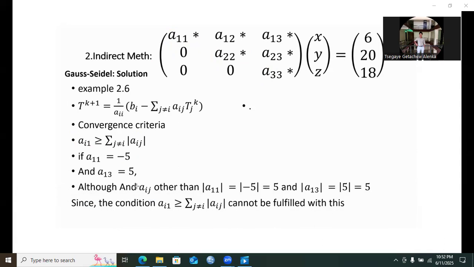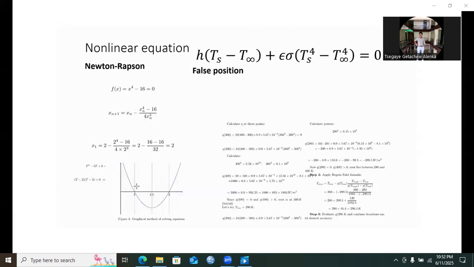Now, let's proceed to nonlinear equations. Unlike linear systems with polynomials of order 1, nonlinear equations are polynomials with order greater than or equal to 2, or other forms of equation like rational functions and so on. While there are also strategies for solving nonlinear equations, there are solution techniques applicable for both linear and nonlinear systems. These include Newton-Raphson, named after its first users, the false position method, and so on.